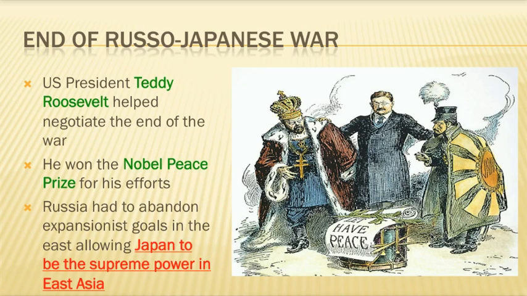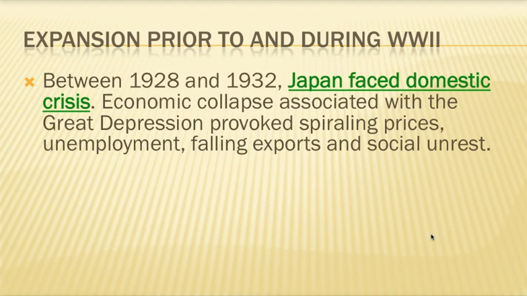And if you know your American history, you know that's going to be problematic for the United States here quite shortly. So between 1928 and 1932, Japan faced a little bit of a domestic crisis. Economic collapse associated with the Great Depression provoked spiraling prices, unemployment, falling exports, and social unrest.